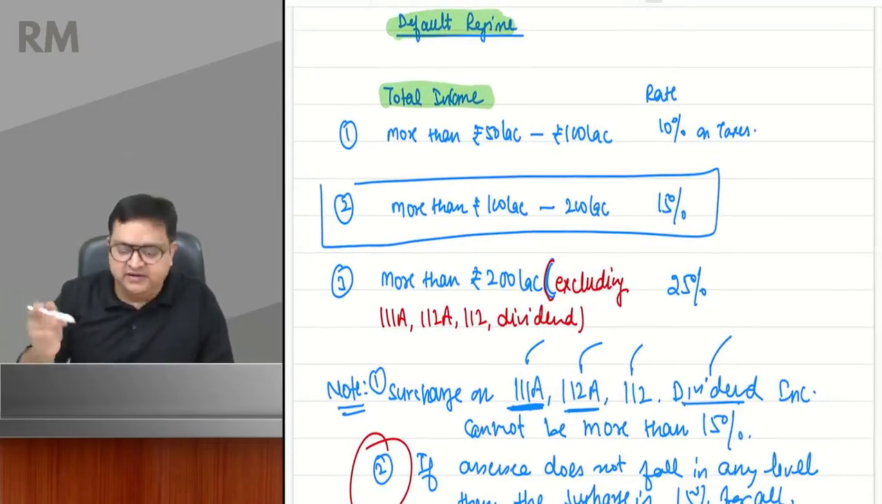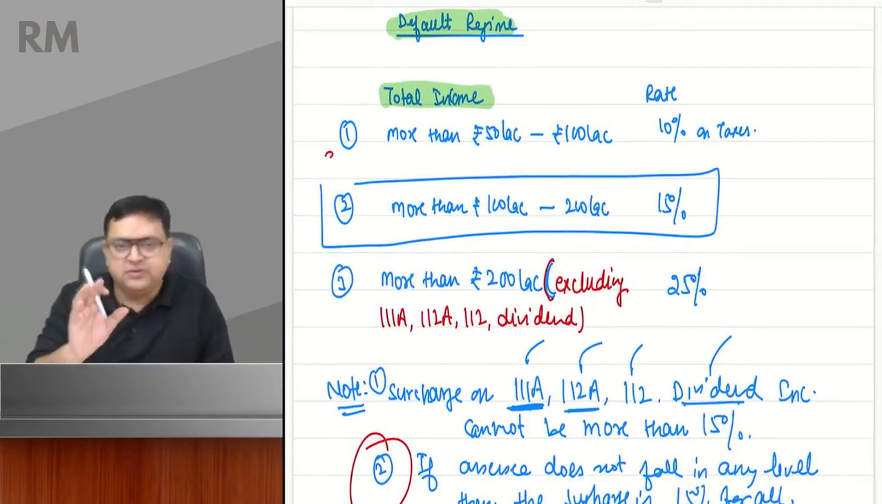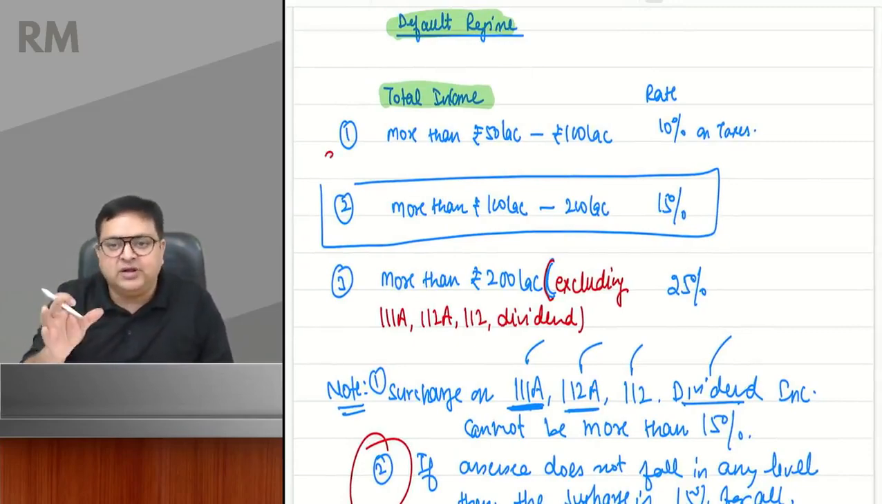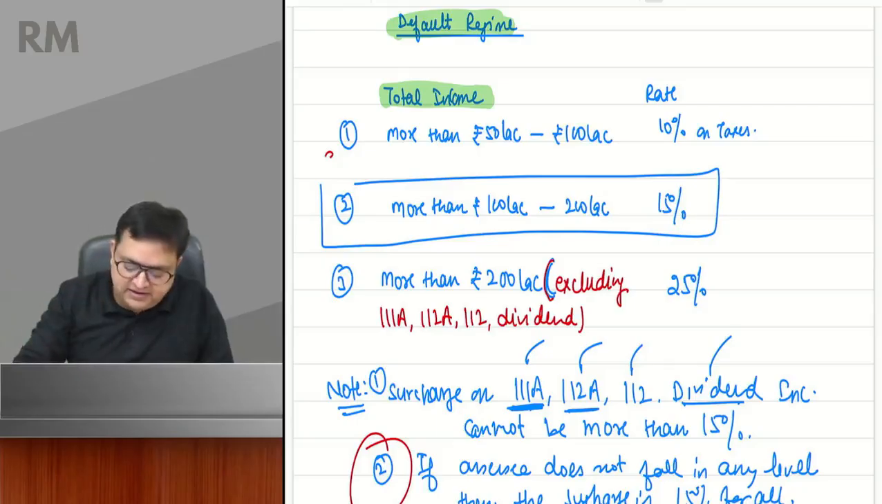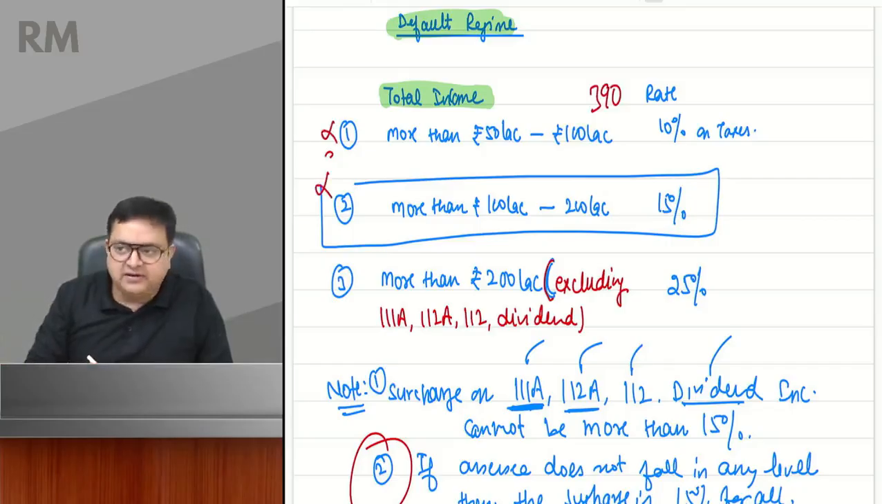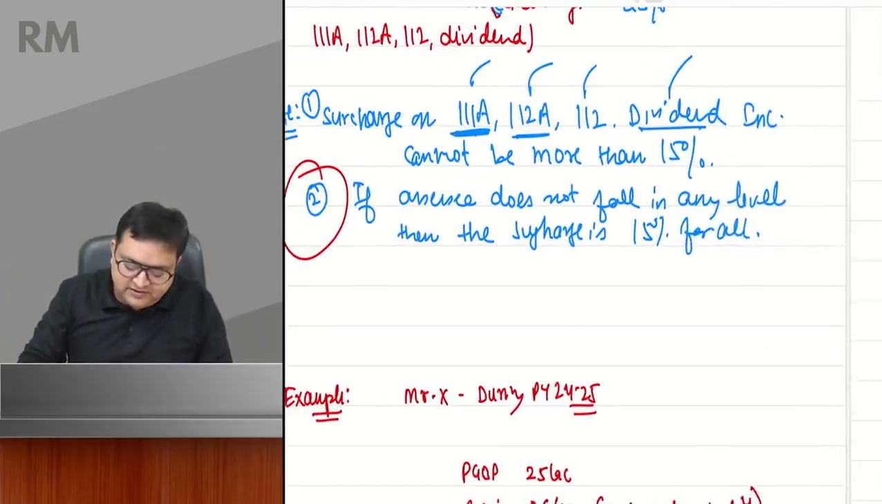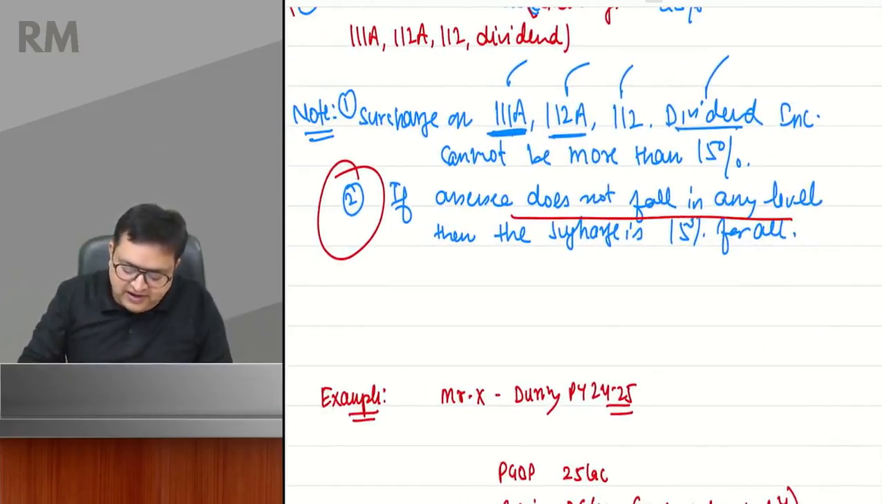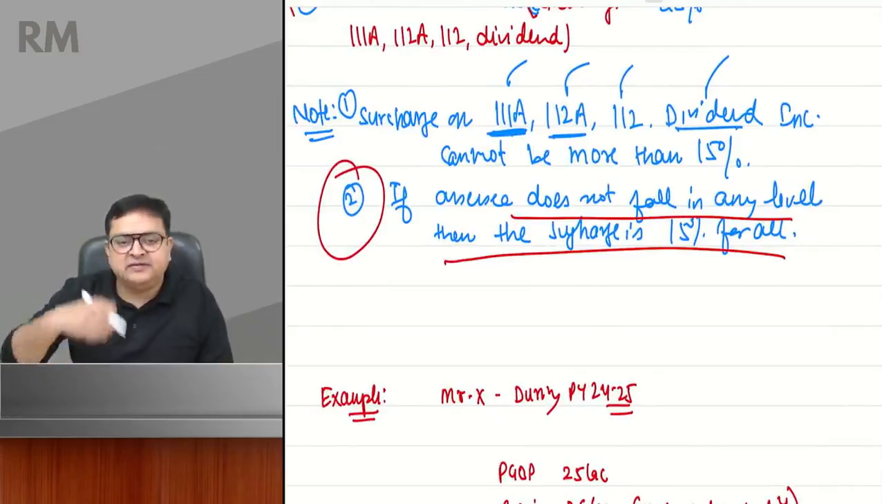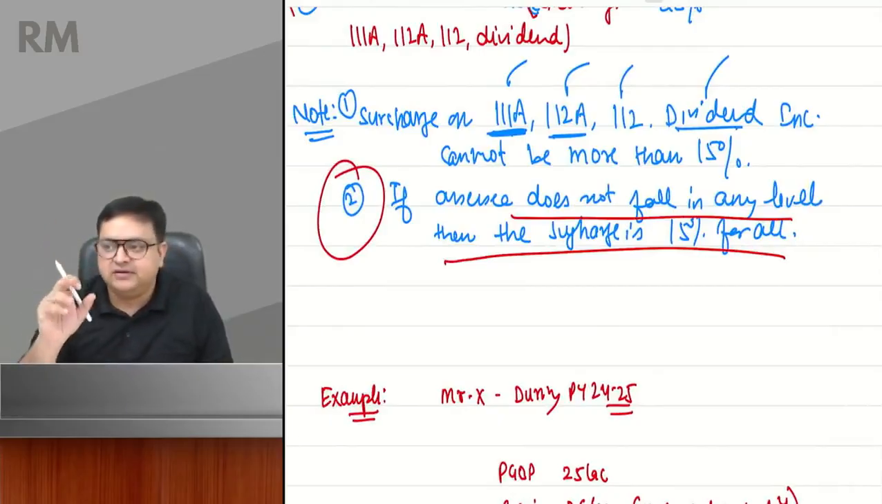Some people will say, sir, 100 lakh, so first level. No, no. See, first level is just the total income. The total income is 390, right? In our case, the total income is 300 something, so it cannot be first level, second level, and it's also not third level. So note number 2 says, if the assessee does not fall in any level, then the surcharge is 15% on everything.